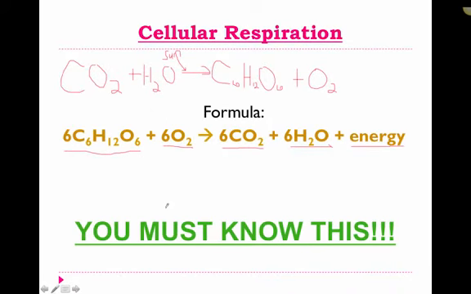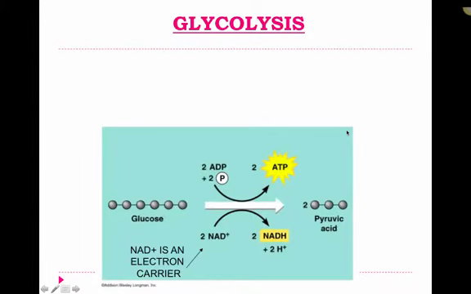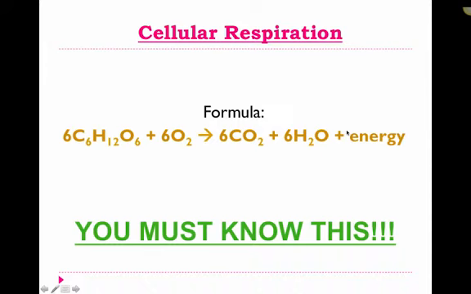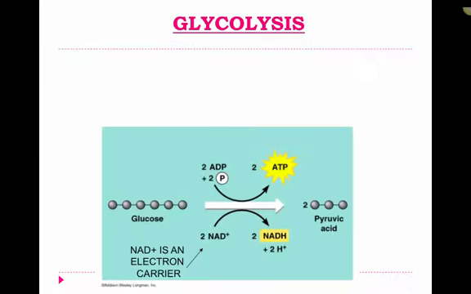opposite reaction of photosynthesis. We said before that photosynthesis only occurred in photosynthetic organisms, in other words, plants or algae, and some prokaryotes. Cellular respiration is going to occur in all organisms because all organisms need energy. Again, you must know this formula. This will be a multiple choice question on an upcoming quiz or test.